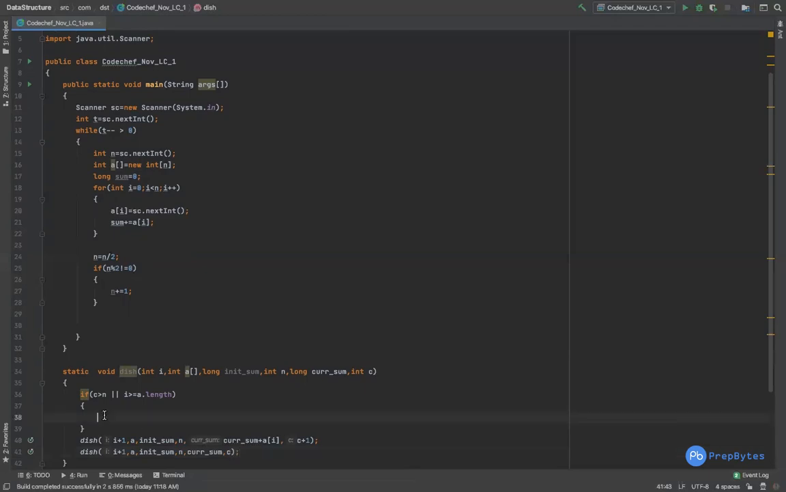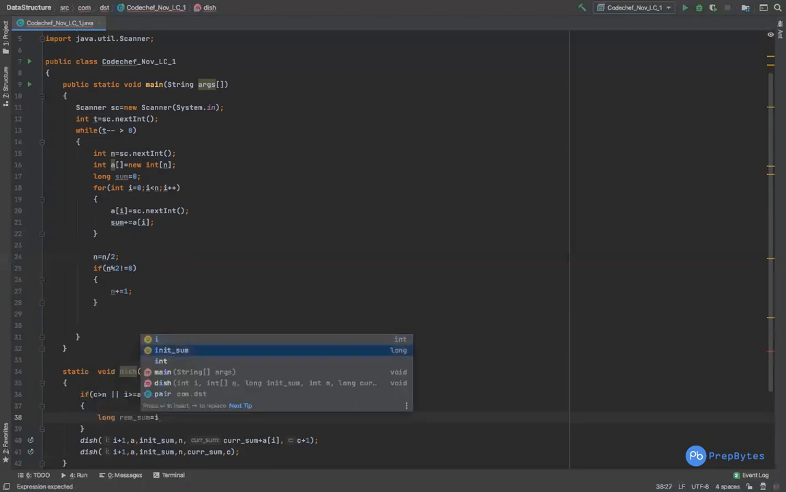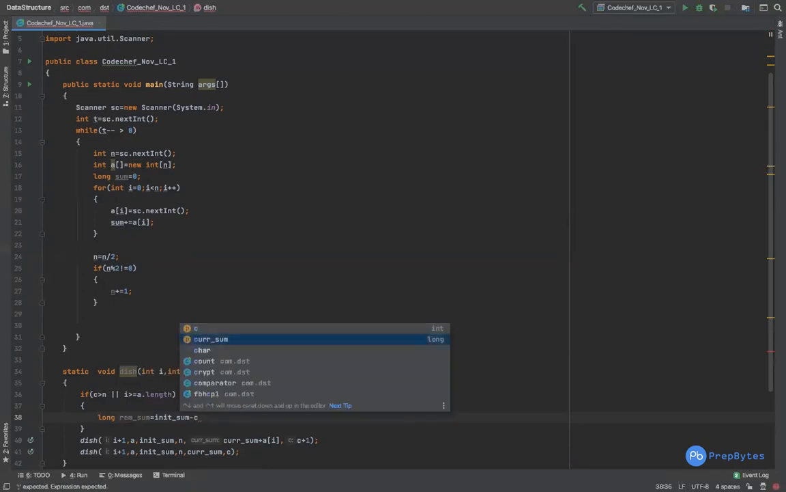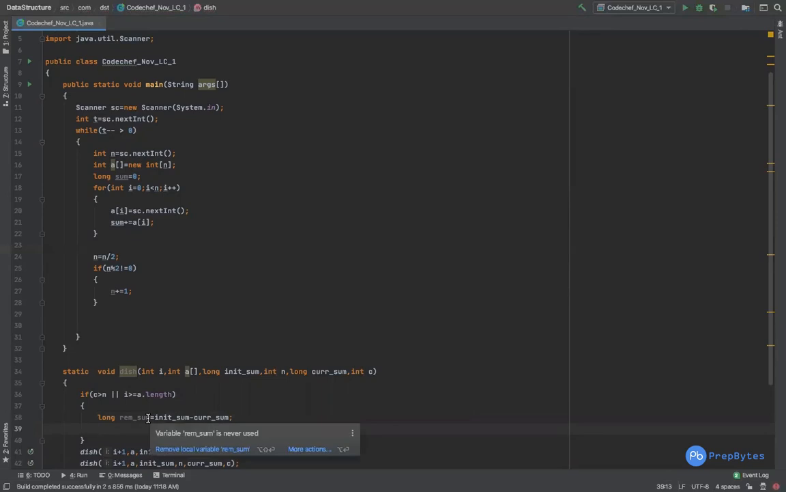Now in my initial sum, I will store the remaining sum. Let's denote it as the remaining sum, which will be initial sum minus current sum. This can be the total minutes taken by the second burner. In the first burner we have taken the current sum as the current minutes. Current sum will denote the total number of minutes taken by burner 1, and remaining sum, which is initial sum minus current sum, will denote the total minutes taken in burner 2.